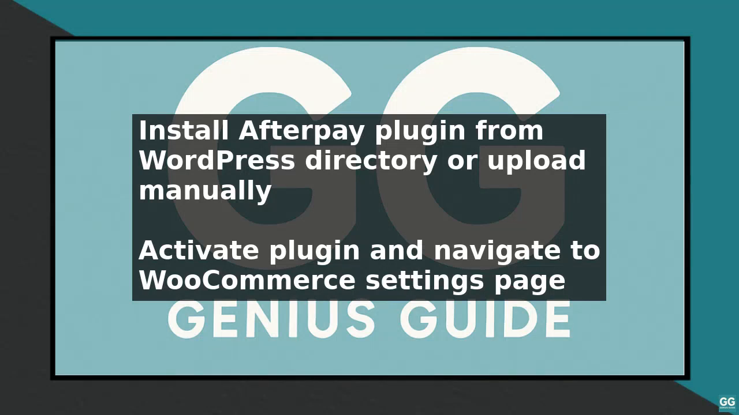To integrate Afterpay with WooCommerce, start by installing the Afterpay Payment Gateway plugin from the WordPress plugin directory or by uploading it manually to your website. Once installed, activate the plugin and navigate to the WooCommerce settings page to configure the Afterpay integration. First, you need to obtain an Afterpay API key, which can be found in your Afterpay merchant account.